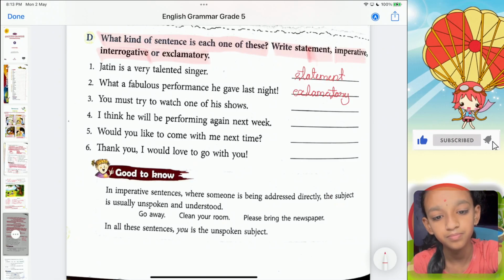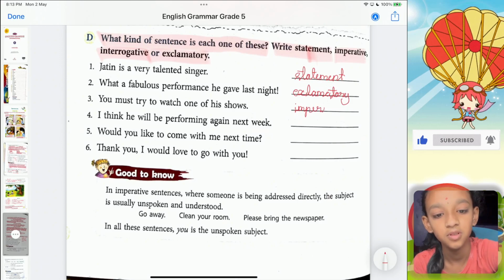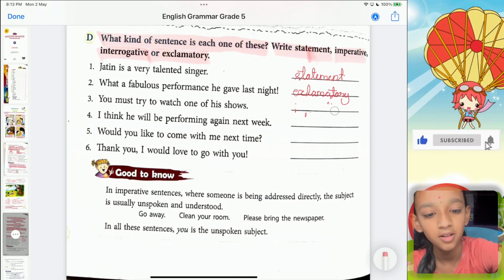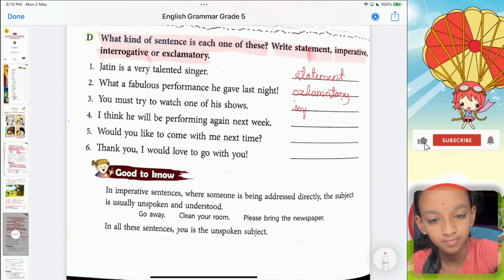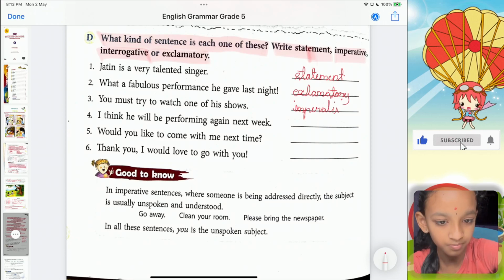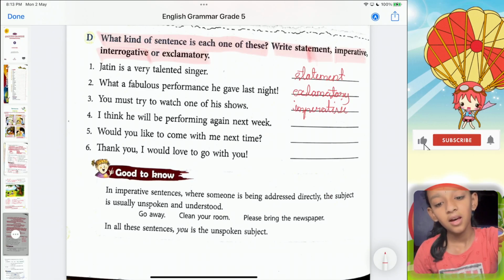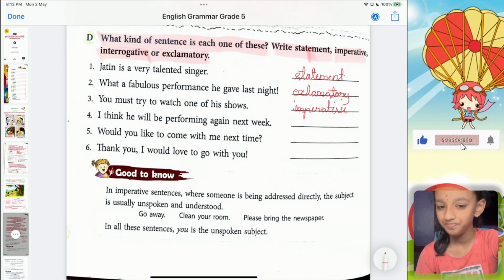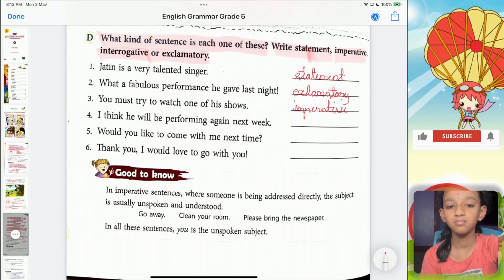You must try to watch one of his shows. It's a suggestion, so it will be what? Imperative. Imperative sentence. I think he will be performing next week. It's a statement. Is it?